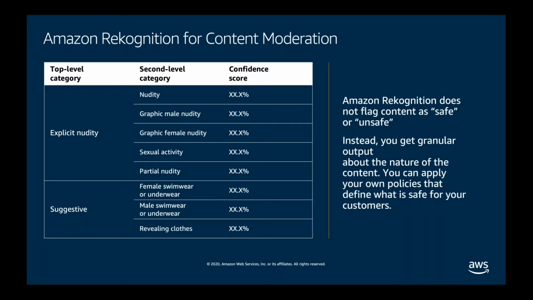Now, another very popular use case for Recognition is content moderation. So we don't give you tags saying something is safe or unsafe. We go more granular, and then we also give you confidence scores for that. So you can apply your own policies for your applications and what you're comfortable with or not based on the confidence scores for particular categories.